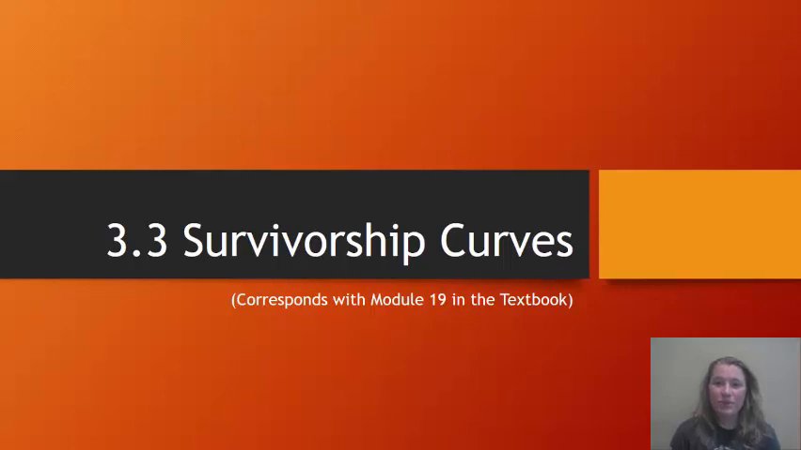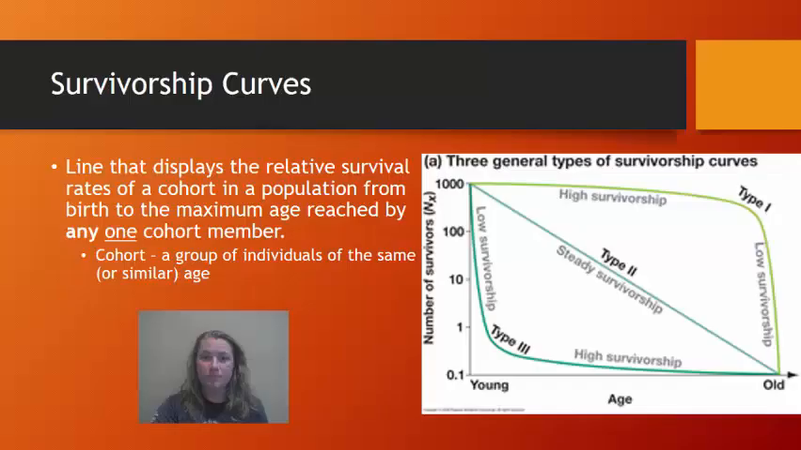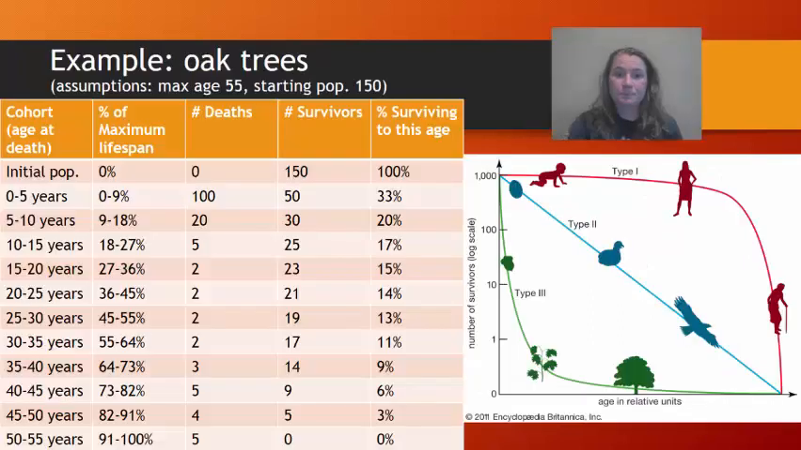In this video, we are going to talk briefly about survivorship curves, and this corresponds with Module 19 in your textbook. Survivorship curves are just a way to visualize the overall survival rate of a particular species. And we break that species down into cohort or age groups, and it's really trying to measure, of all the individuals in that particular cohort, how many of them make it to each age bracket.